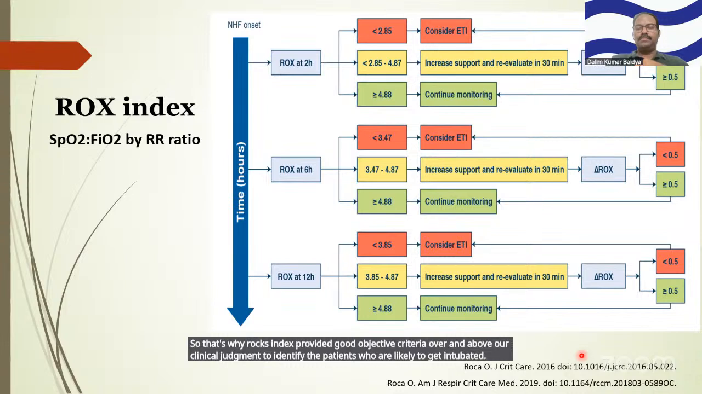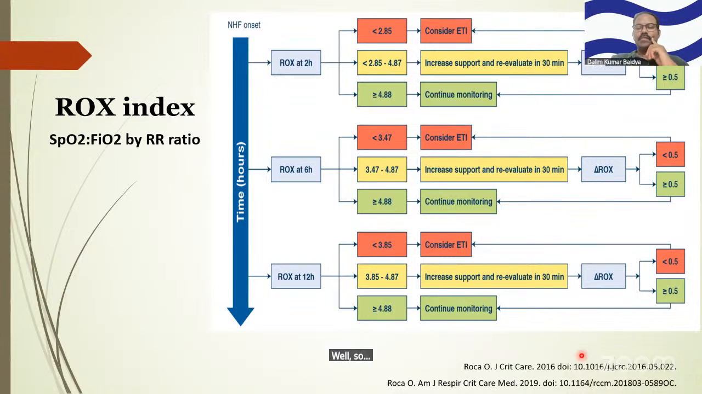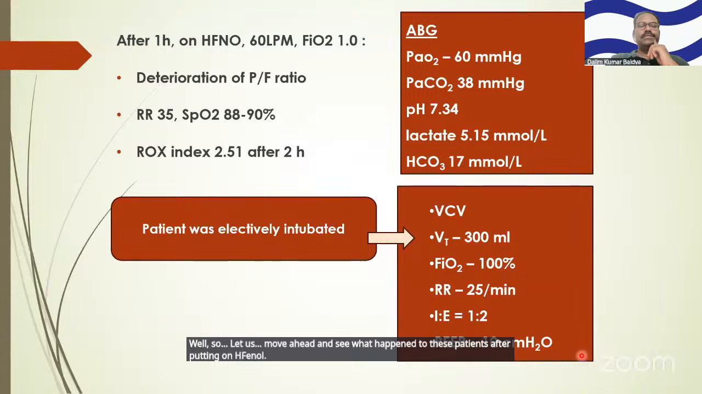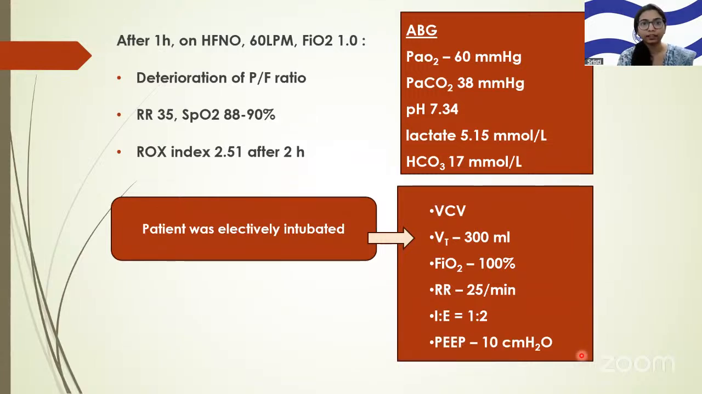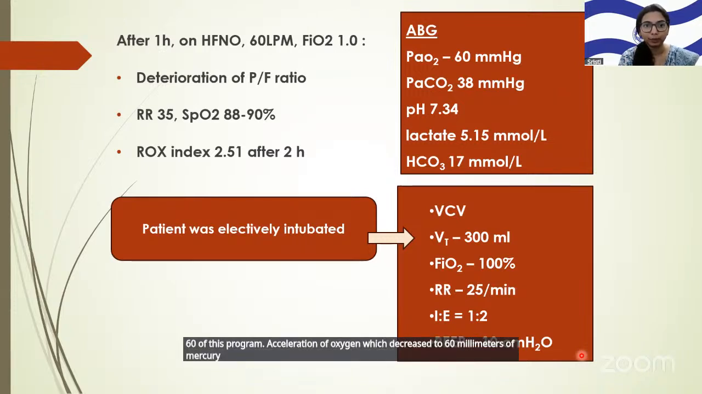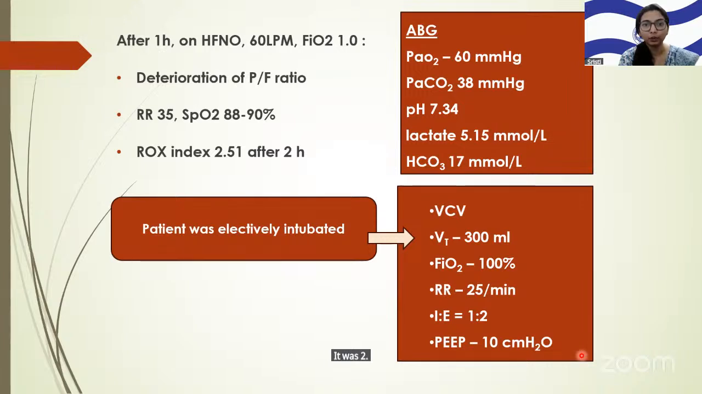Well, let us move ahead and see what happened to these patients after putting them on HFNO. HFNO at 60 liters per minute at FiO2 of 1. We could see that there was deterioration of the PF ratio. The blood gas analysis revealed a partial pressure of oxygen that decreased to 60 millimeters of mercury. The respiratory rate continued to be 35 breaths per minute, and the saturation was 88 to 90%. The ROX index at this point was 2.51, even after 2 hours.